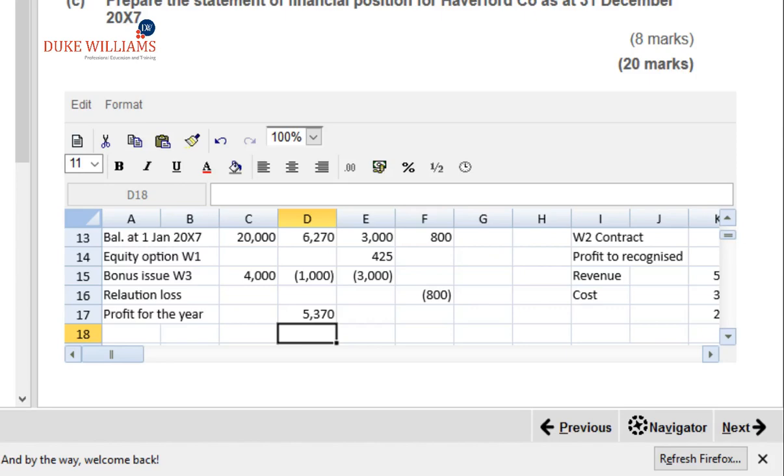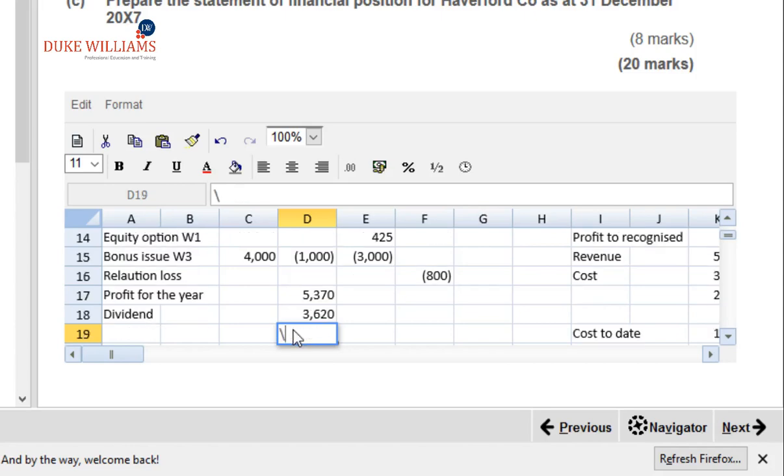Okay, now the trial balance, I see we are here to deal with dividend, so don't forget dividend is paid out of retained earnings, so this should be equal to dividend amount is 3620. Yes, that's it. Now the dividend is a cost, so we negate it to reduce it from the retained earnings.